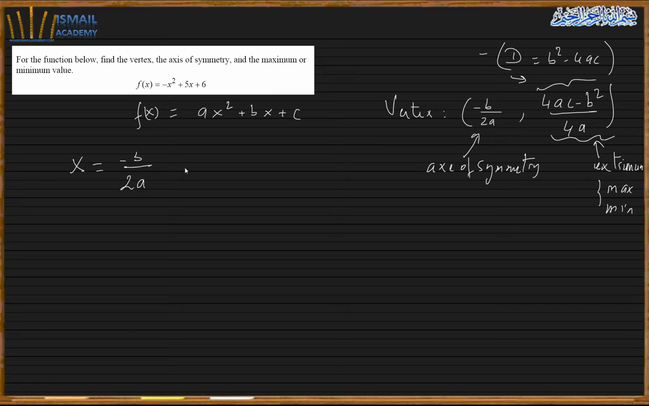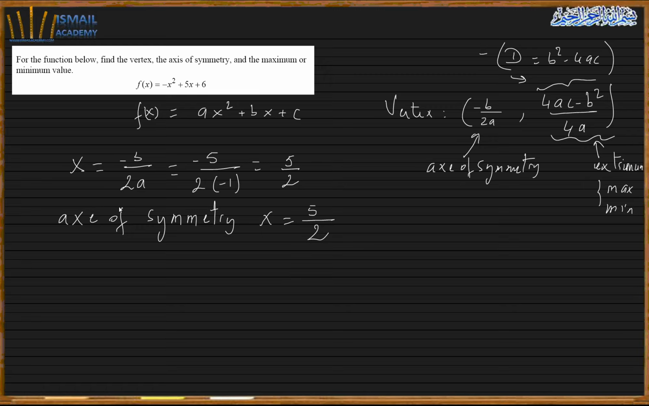So axis of symmetry, x is minus b over 2a, because this is the x value of the vertex. So what is my b here? It is 5. What is my a? It is minus 1. So this is going to be minus 5 over 2 times minus 1, which is 5 half. So my axis of symmetry is x equal 5 half.